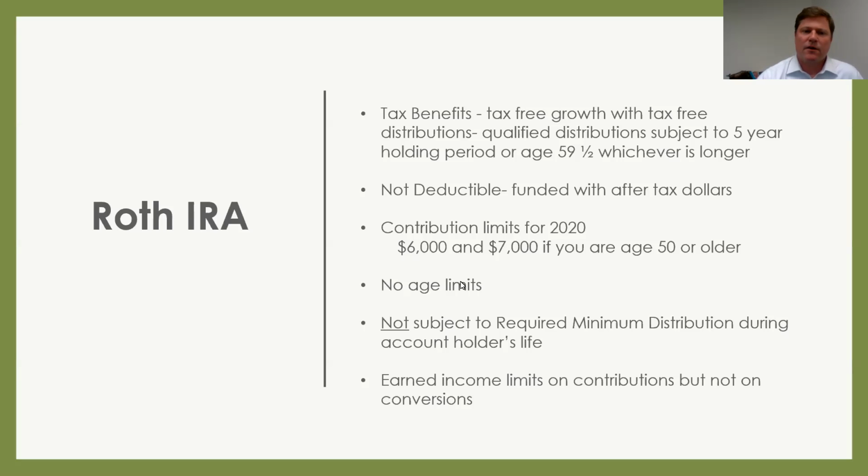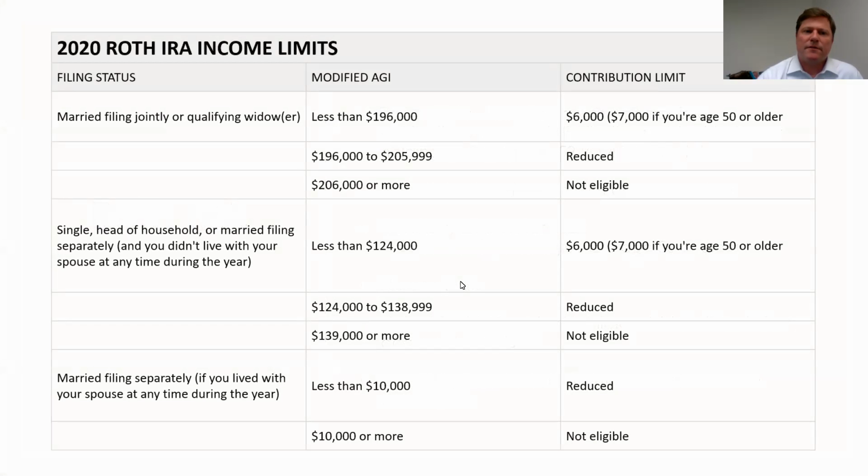Another important caveat here: the earned income limits preclude a lot of people from participating in a Roth IRA. Here, married filing jointly, if you have a modified adjusted gross income of less than $196,000, you can participate in a Roth IRA. If you make more than $206,000, you cannot. Single, less than $124,000, you can. More than $139,000, you can't. So you can see here that many of our clients cannot participate in the Roth IRA.